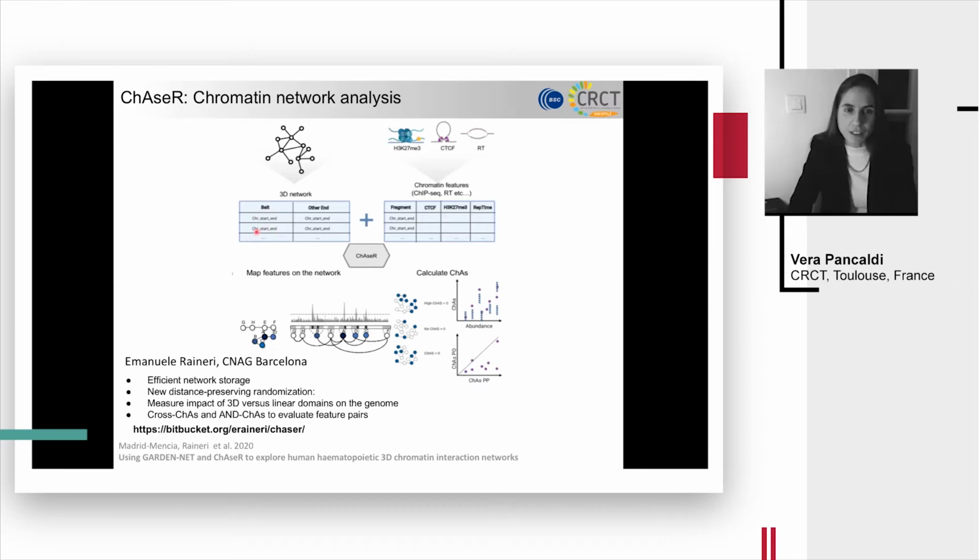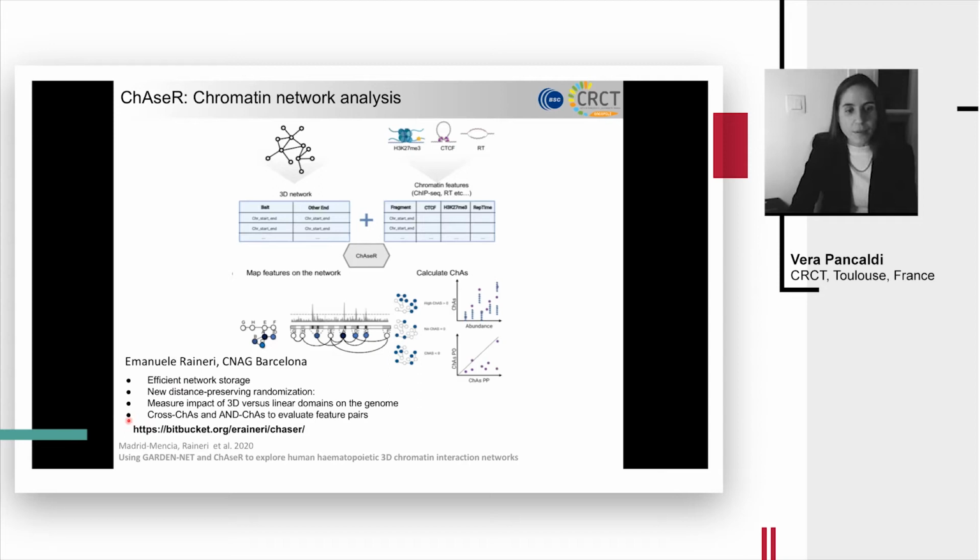But once you have chromatin coordinates for your interacting fragments, you can combine them with chromatin features defined on the same genome, of course. And then the package Chaser will basically map the features on the network and calculate assortativity with all the different randomizations. And for those who have seen the first version of assortativity analysis, we have really greatly improved the efficiency of the network storage and processing. And this was a great contribution from Emanuele Raineri from CNAG in Barcelona. We have also improved our methods for randomizing these networks to estimate really the importance of the 3D component of the structure in determining the assortativity of specific features.